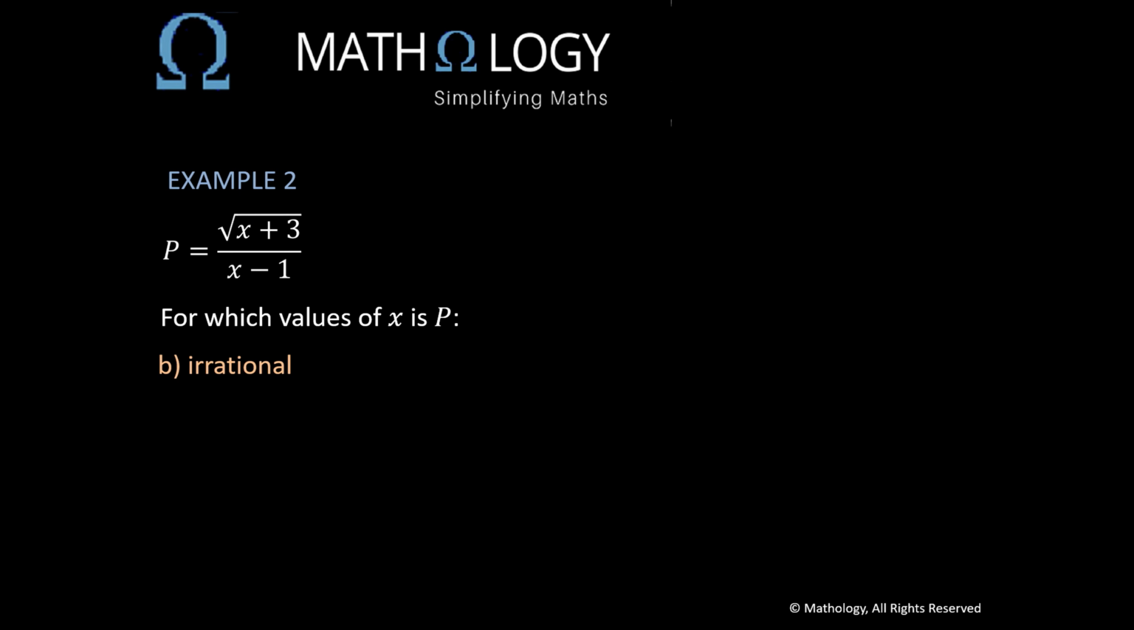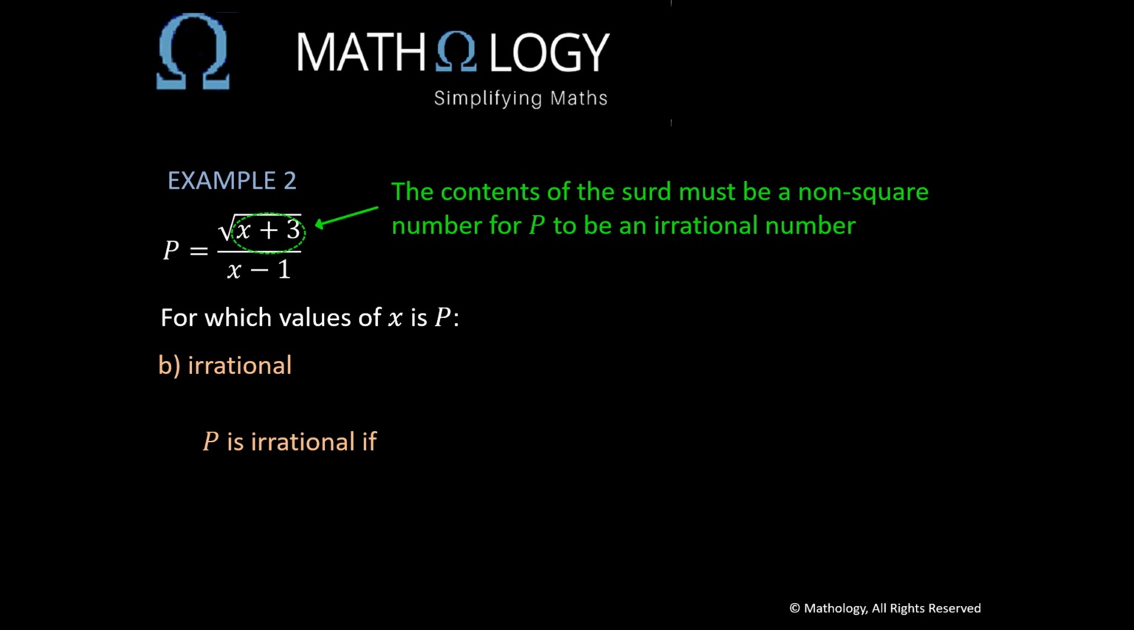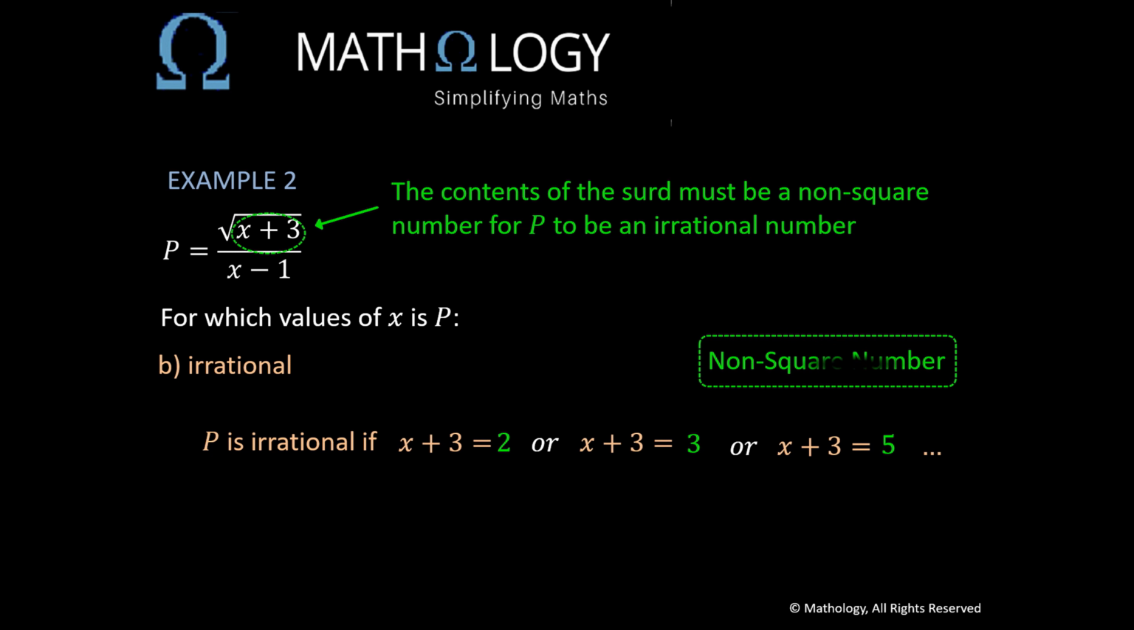For p to be an irrational number, the contents of the surd would have to be a non-square number. So, if x plus 3 equals 2, or x plus 3 equals 3, or x plus 3 equals 5, etc., then p will be an irrational number. Thus, if x equals minus 1, or x equals 0, or x equals 2, then p will be irrational.